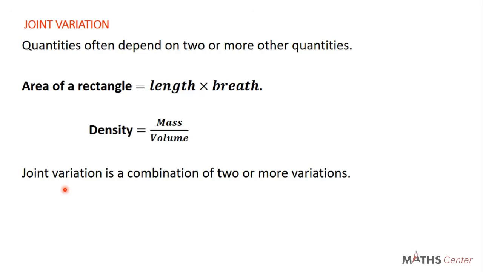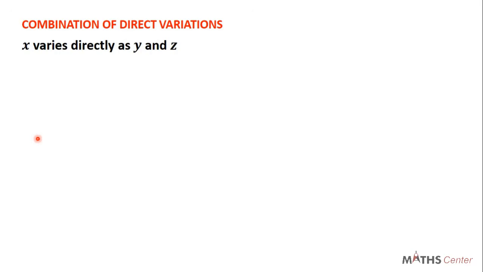We are going to consider three cases of such combination. The first one is when you have a combination of direct variations. An example is x varies directly as y and z. So for joint variation, you can have a combination of direct variations.